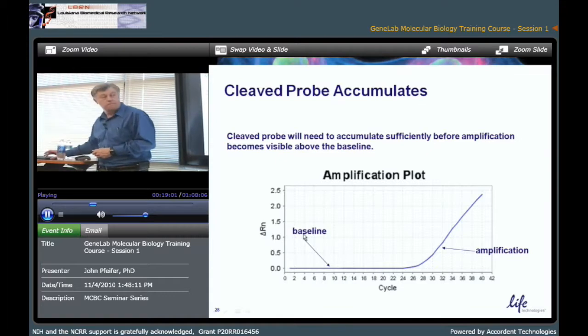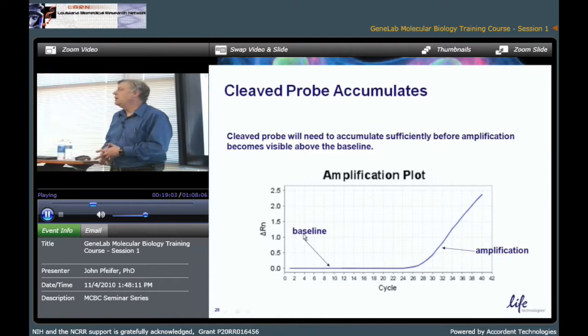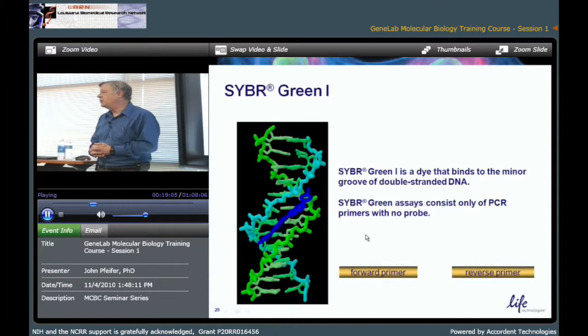So before I get to that, I wanted to mention another chemistry that we came out with in 1998 called SYBR Green. So SYBR Green is a minor groove binder dye. It just binds to any double-strand DNA. So in a sense, it's like ethidium in that it just binds to DNA. There's no specificity involved there. So a SYBR assay would consist of 2 primers. There would not be a probe.